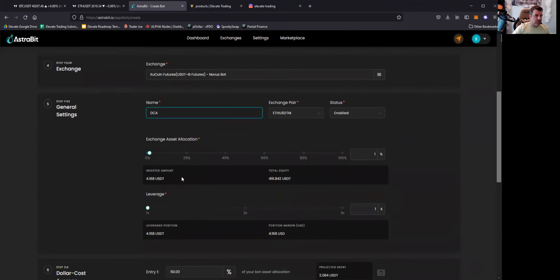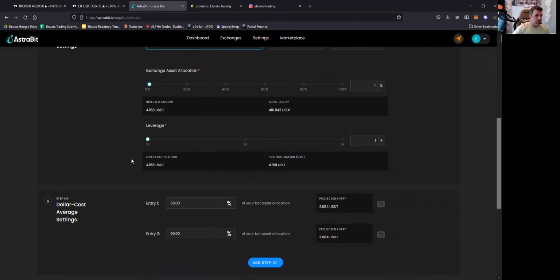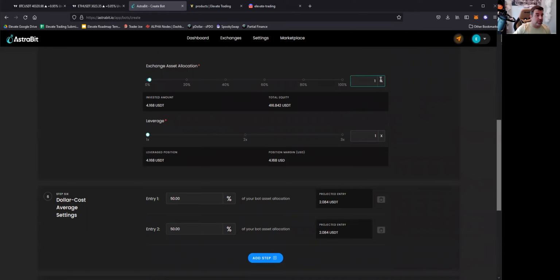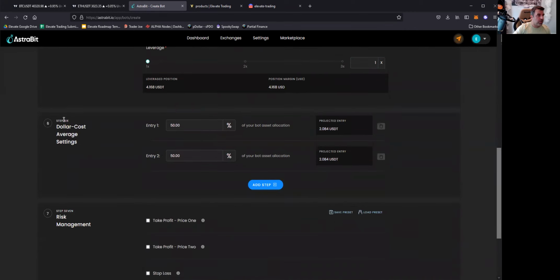And I'm going to leave this alone since most of my allocation is already for Novus and Horus. So I really only have 1% of my portfolio left. But I wanted to come down here to the dollar cost average settings.